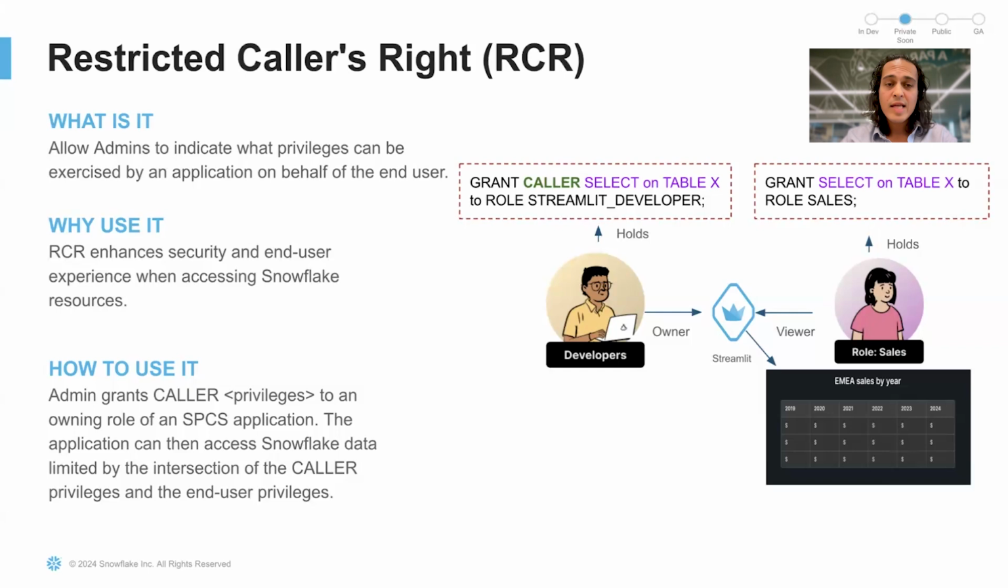Another feature we would like to announce is the availability of restricted caller's rights, RCR, in private preview soon. RCR allows admins to indicate what privileges can be exercised by an application on behalf of the end user. RCR enhances the security and end user experience when accessing Snowflake resources, as compared to the owner's rights. The way to use it is that an admin can grant the caller's privilege to an owner role of an SPCS application, and then the application can access the Snowflake data limited by the intersection of the caller's privilege and the end user privilege. And it really expands the usability of such products and applications when used with privileged callers.